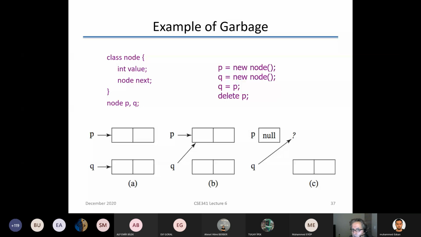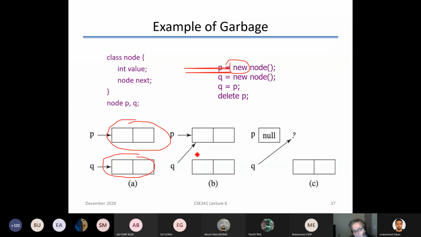And P has a new instance of node, Q has a new instance of node. So when you have these new class statements, what they do is they actually go to the garbage collector and say, okay, give me a heap, give me a memory. This is the memory that's allocated for P, and then this is for Q. Okay, and then it says P's address is actually stored in Q's address.